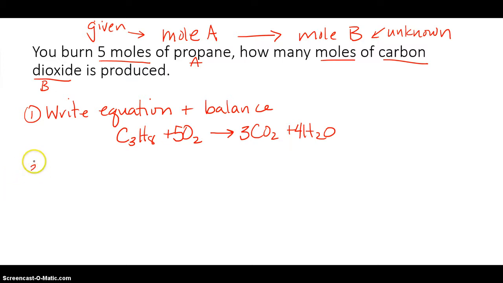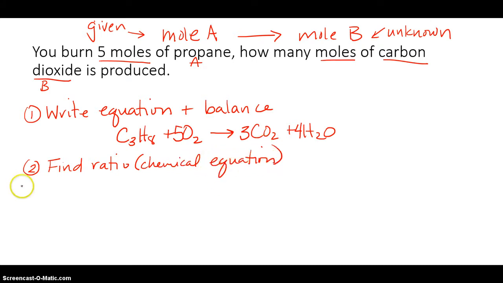So the next step is to use this equation to find your ratio. And as I said, I know the ratio, and this is through the chemical equation. So my chemical equation says that for every 1 mole of propane that is burned, I produce 3 times the amount of moles of carbon dioxide. See how there's an invisible 1 here and a 3 there.